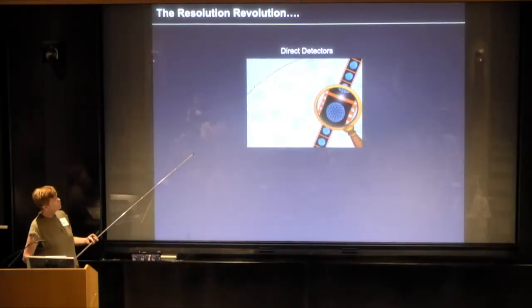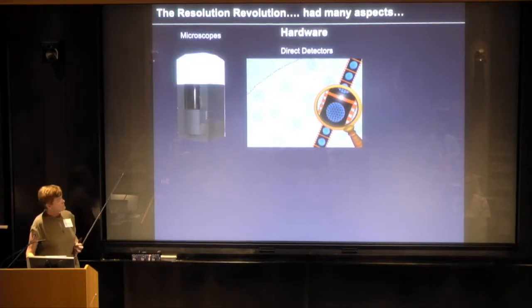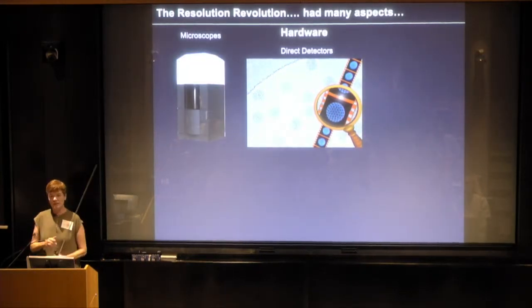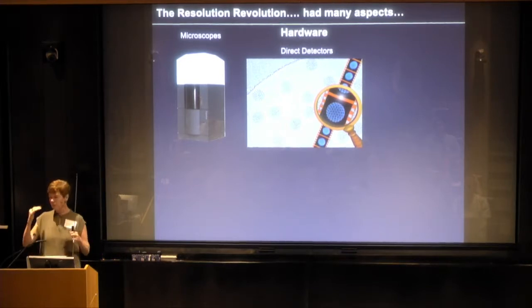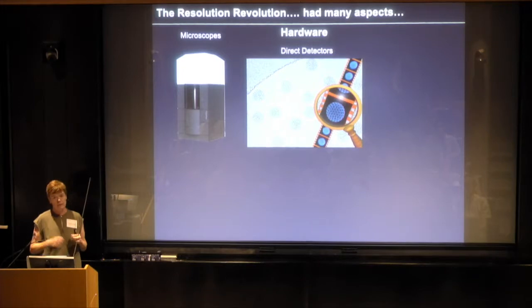And just a quick word, though. The resolution revolution, as it's so called, the direct detectors get a lot of credit for that, but there were lots of other things going on at the same time. The microscopes we use now are astonishingly stable and robust instruments. I mean, they're stable thermally, mechanically, electrically. We can run them for days and days on end. And they're super complicated machines, but they don't fail that often. Their uptime is very good. So that was a huge advance.